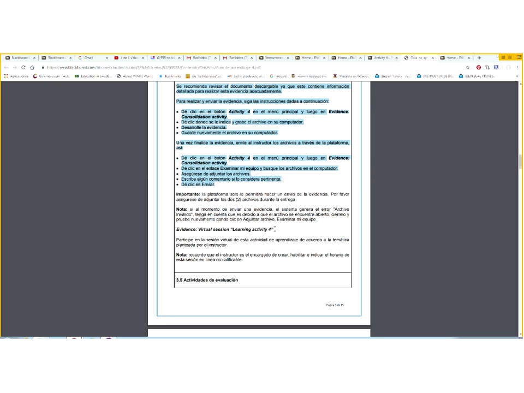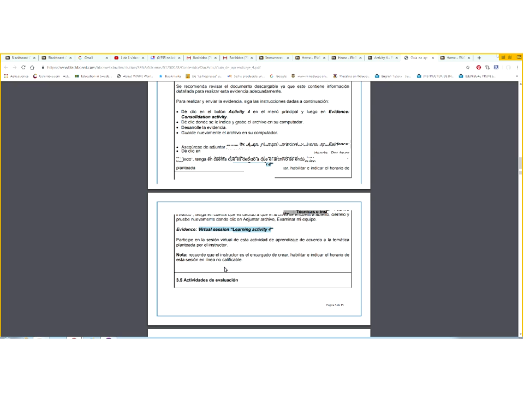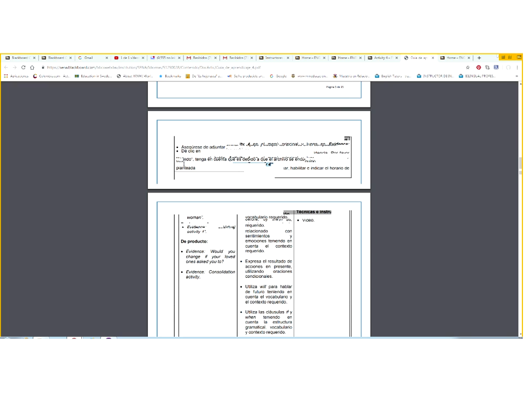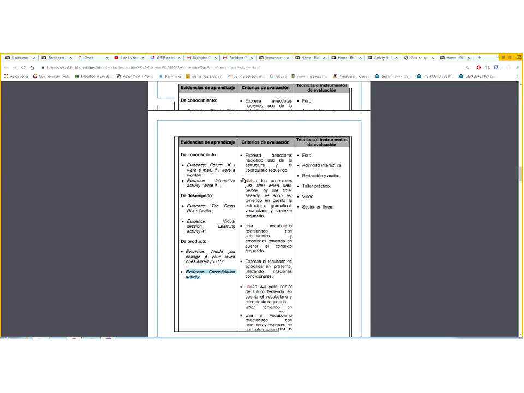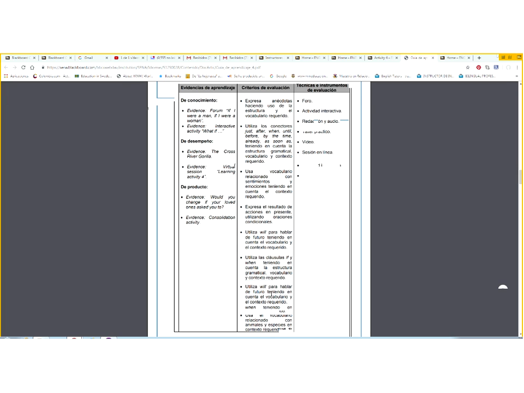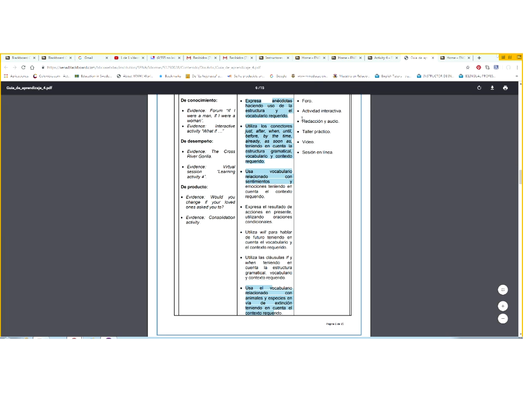Then we have the online session, which is what we are having right now. So we have 1, the forum, 2, interactive activity, 3, the Cross River gorilla, 4, the online session, 5, what would you change if your loved ones ask you to, and 6, the consolidation activity. These are the criteria for evaluation, and these are the strategies for evaluation. All right.